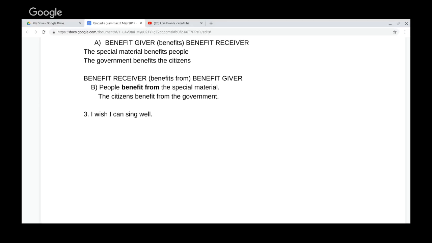Whenever you use wish in a sentence, it will always be followed by simple past. How easy is this? Always by simple past, no matter how good it sounds. I wish I can. I wish I will. 100% wrong. It will always be followed by simple past.